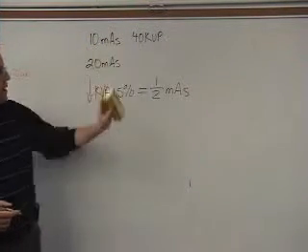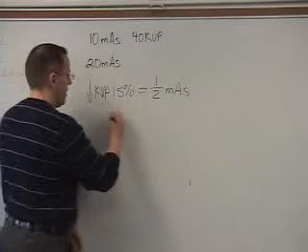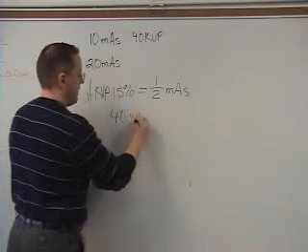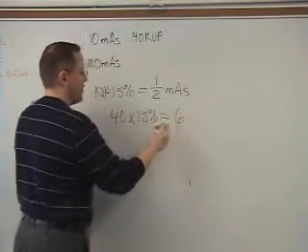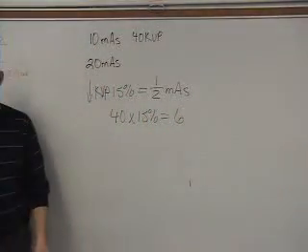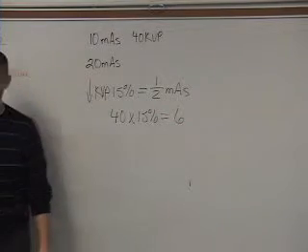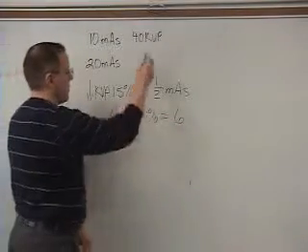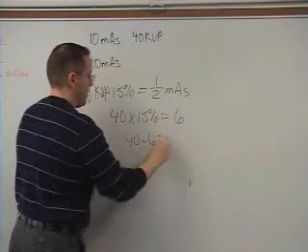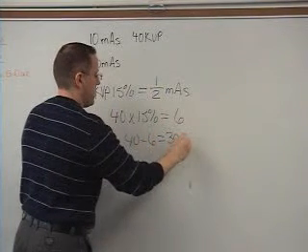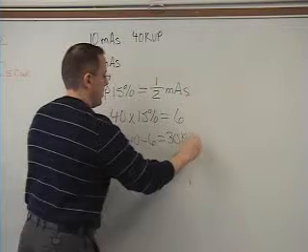So if we do 40 again, we said 40 times 15% was 6, right? This time we're going to subtract it from 40 because we're decreasing it by 15%. So 40 minus 6 would be 30. No, it wouldn't. 34.